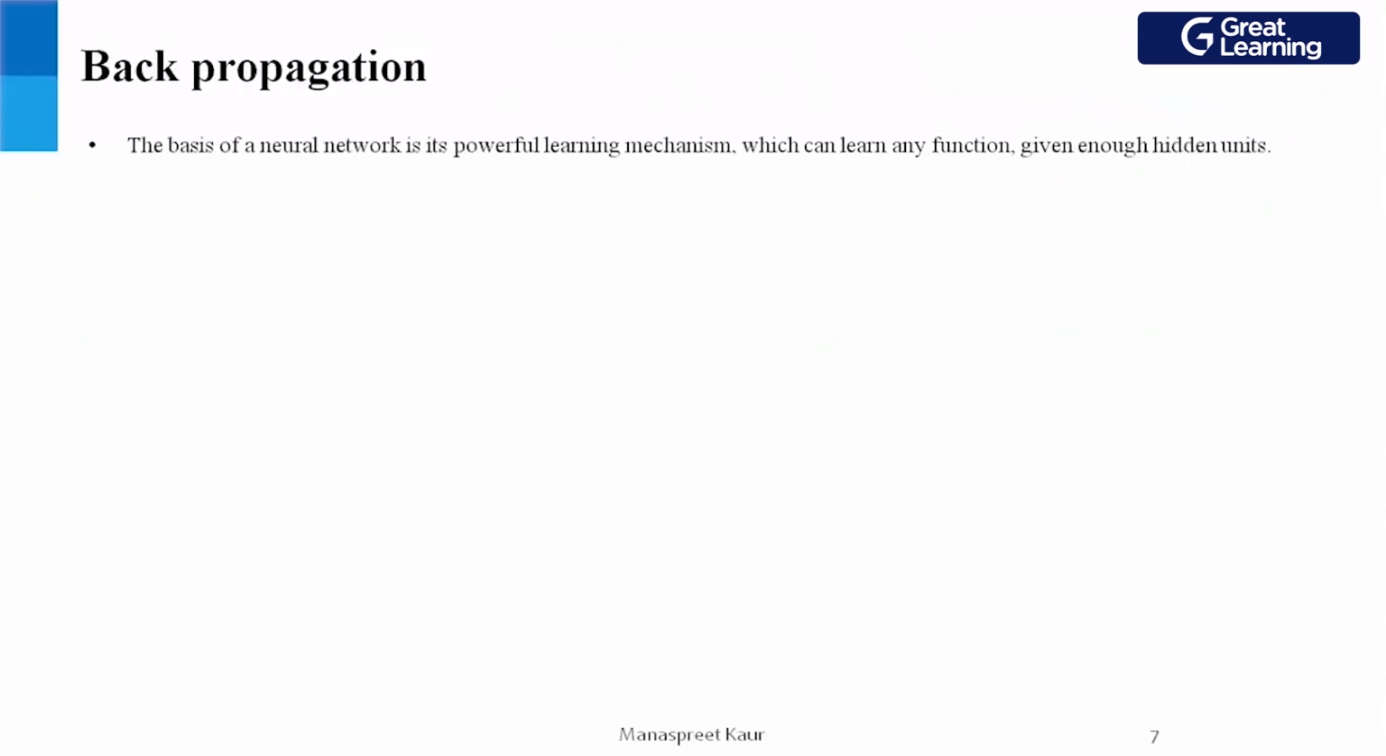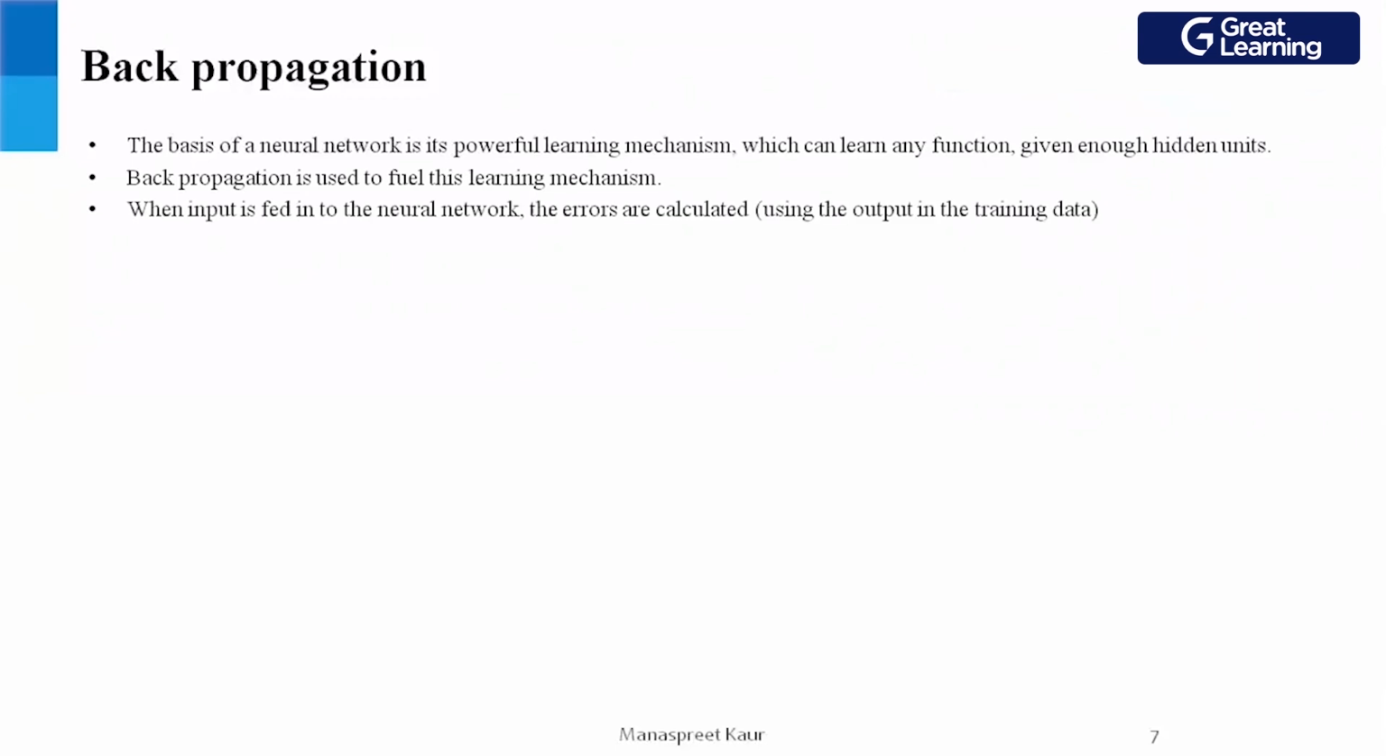But that being said, the neural network has a powerful learning mechanism, and it can learn any function given it has enough hidden units. So each of the hidden units that are present enable it to learn the input data set. And how it learns is by the mechanism that we call backpropagation.